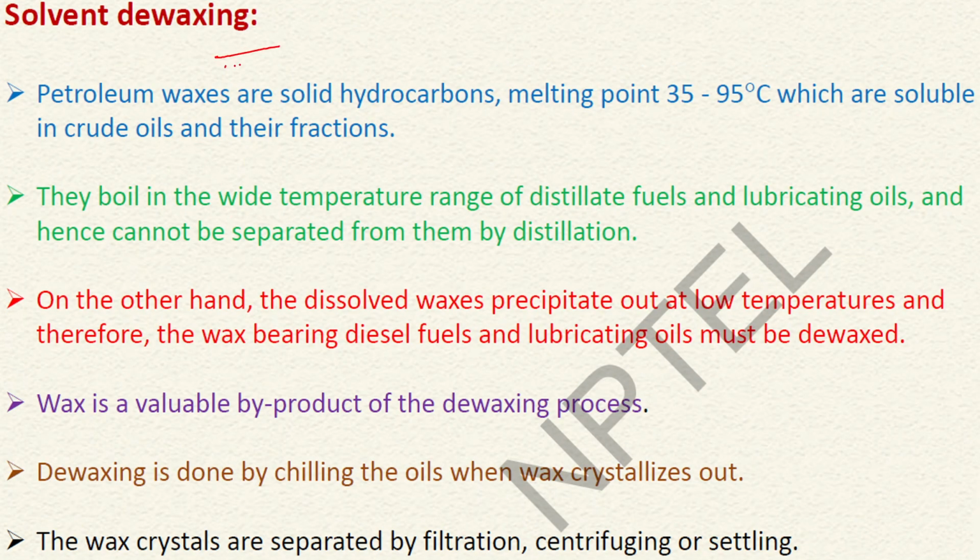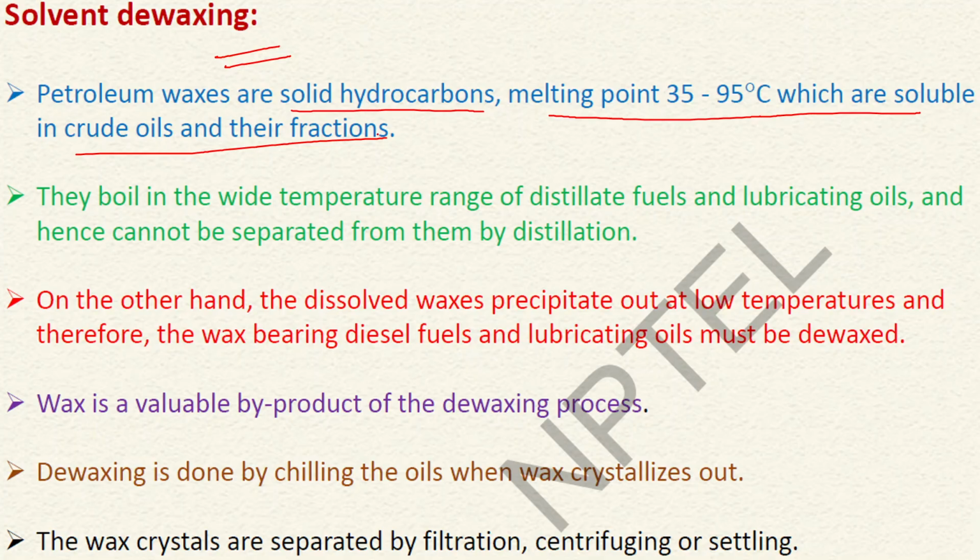Coming on to the next procedure, which is solvent dewaxing. As I told, petroleum products, all the crude oil, have a uniform distribution of waxes. So what are waxes? They are solid hydrocarbons which melt in the range of 35 to 95 degrees C, and are soluble in all crude oils and their fractions. So they are uniformly distributed throughout the crude oil and all the distillate fractions, with a boiling range spanning all the distillate fractions and the lubricating oils as well.